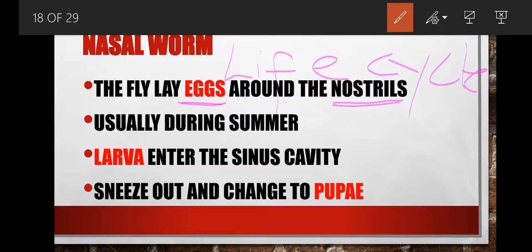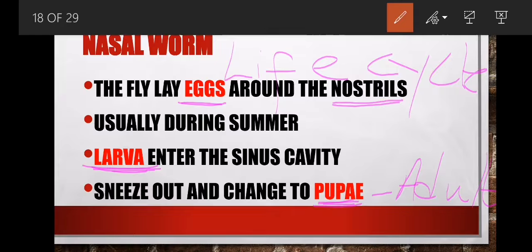What will happen with those eggs? The eggs will then move to the sinus cavities or the nasal cavities. And then when they move, they will hatch to form what? A larva. Then what will happen? The sheep will sneeze. When the animal sneezes, it will sneeze out the larva in the form of a pupa. Then the pupa will develop to form what? An adult.